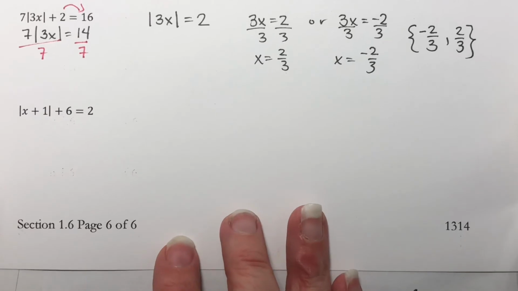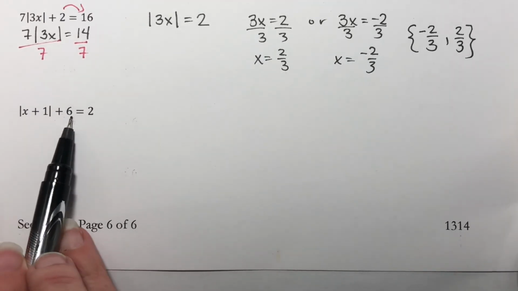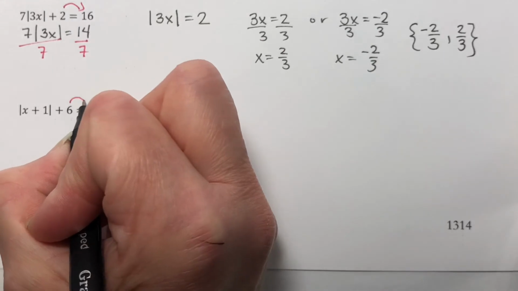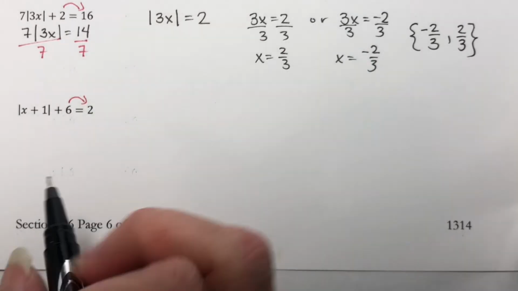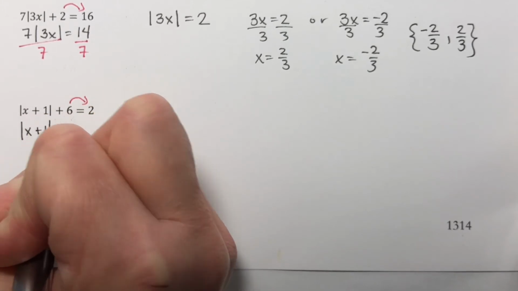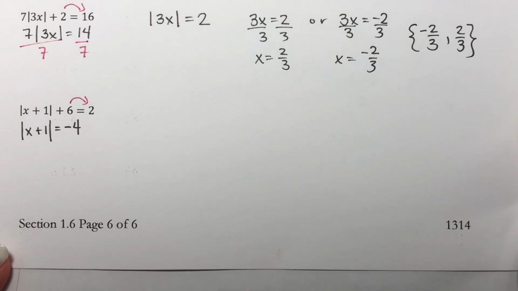Okay. The absolute value of x plus 1 plus 6 is equal to 2. So we need the absolute value by itself, so I'm going to subtract 6 from both sides. And the absolute value of x plus 1 is equal to negative 4.